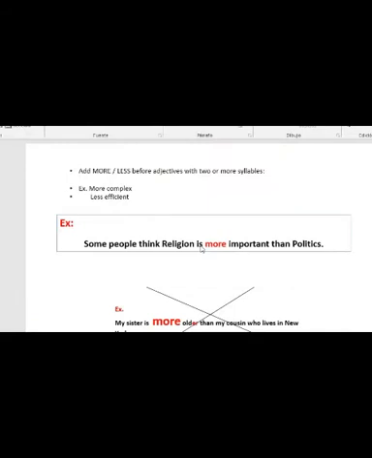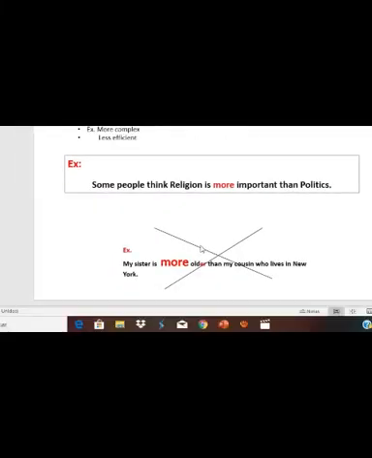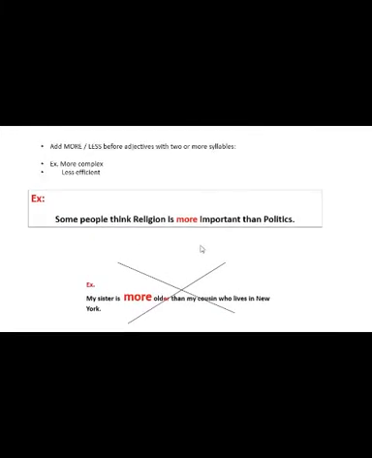Some people tend to use the particle more with one-syllable adjectives, which is wrong. Don't do that. Let's see the example. My sister is more older than my cousin who lives in New York. That's wrong. This is the first rule. You only have to use er plus the particle than. Please do not add more. That's wrong.